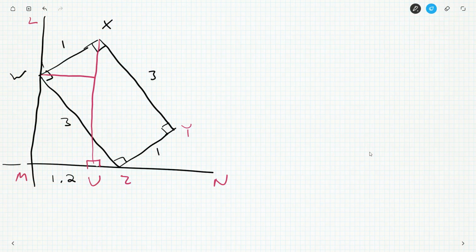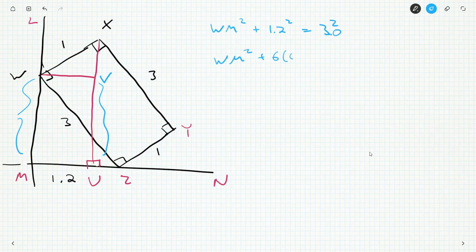So WM is going to be the same as UV. And WM squared plus 1.2 squared is equal to 3 squared. Now, I already remarked this is sort of 3.0, so this is WM squared plus 6 times 0.6 times 2, let's say.